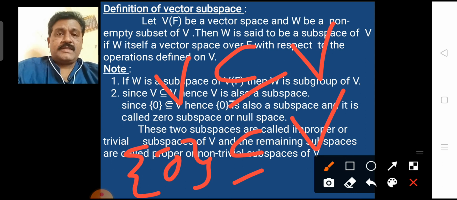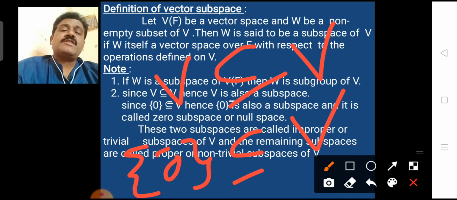This subspace is called a 0 subspace or null space. These two subspaces, what are they? V and the 0 vector set. These two subspaces are called improper or trivial subspaces of V, and the remaining subspaces except V and the 0 vector set are called proper or non-trivial subspaces of V.